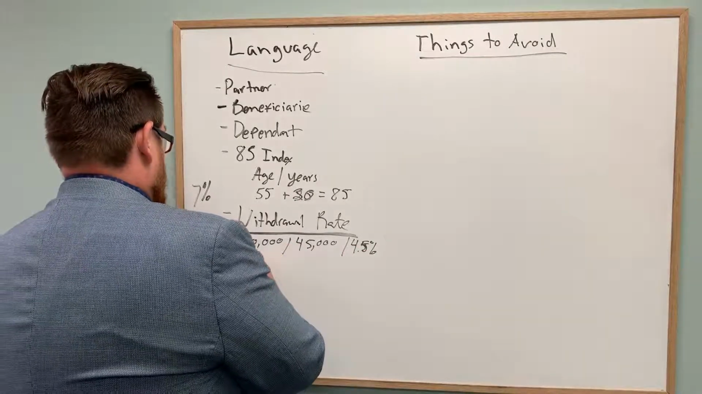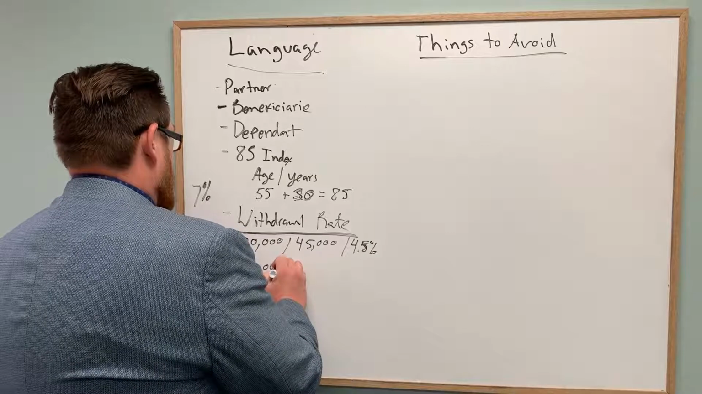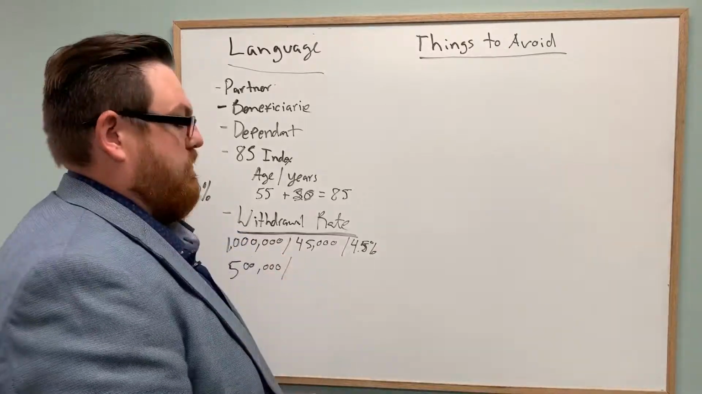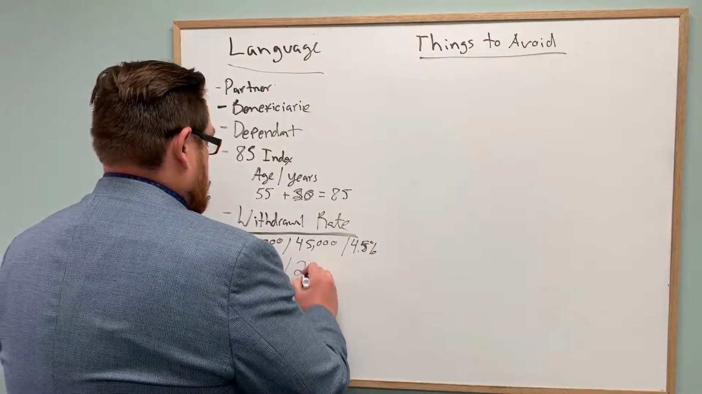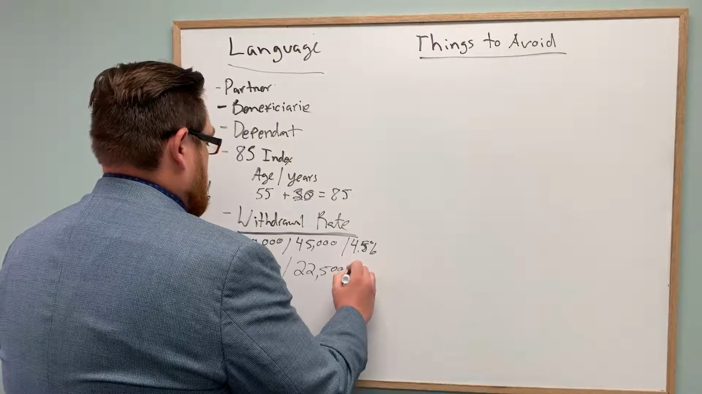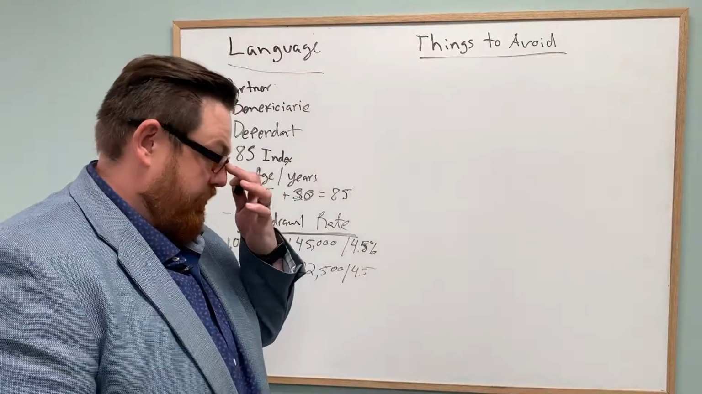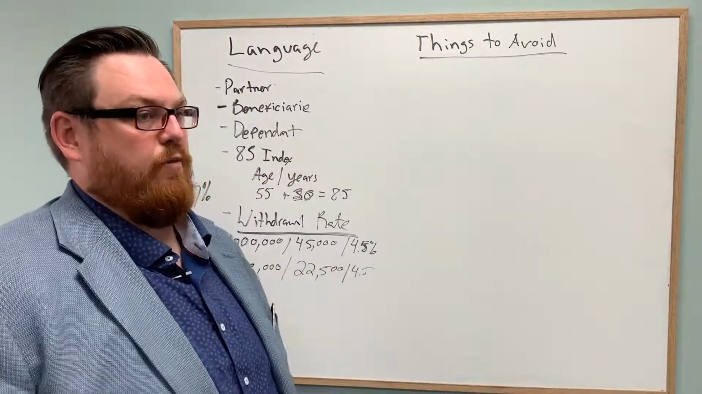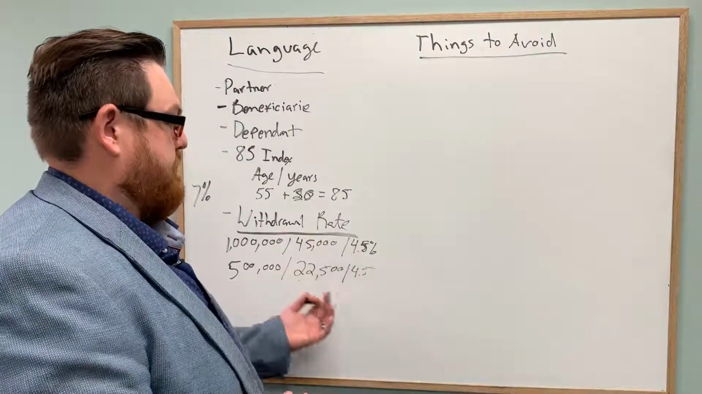So if we were to cut this down to 500,000, 4.5% would be exactly half of that. So 22,500. Okay, so this is the percentage that we look at to see if we're in the ballpark for a healthy retirement and a healthy pension plan.